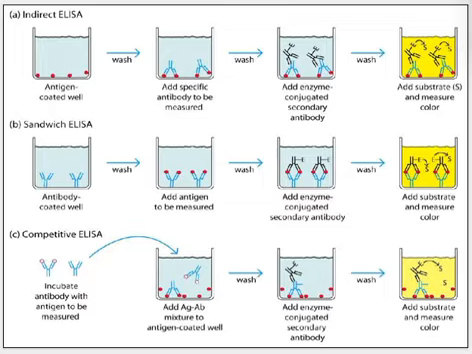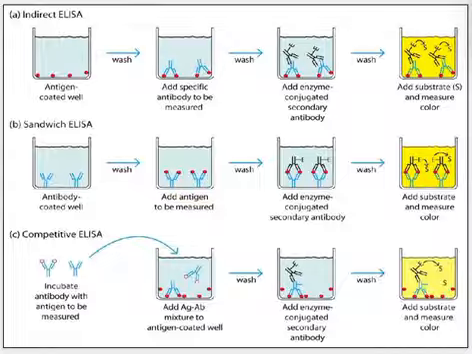ELISA assays come in three main types: indirect, sandwich, and competitive. Indirect ELISA detects antibodies binding to antigen-coated wells, sandwich ELISA captures antigen between two antibodies, and competitive ELISA measures antigen by competition with labeled antigen. All involve enzyme-linked antibodies producing a color change that quantifies the antigen or antibody present, making ELISA a versatile and powerful diagnostic tool.